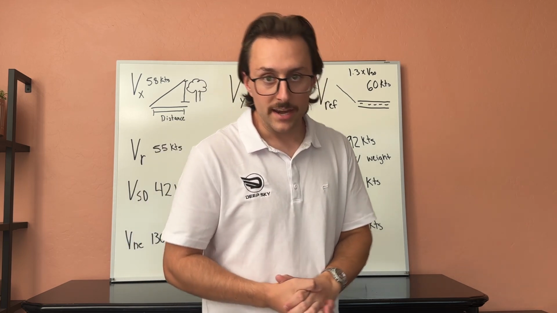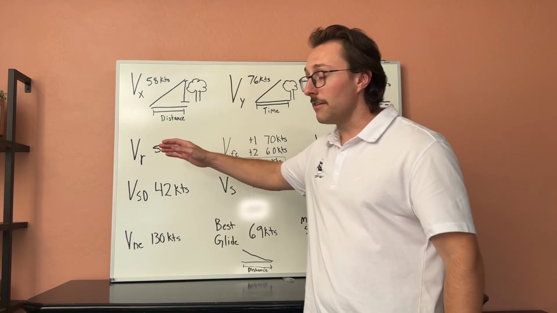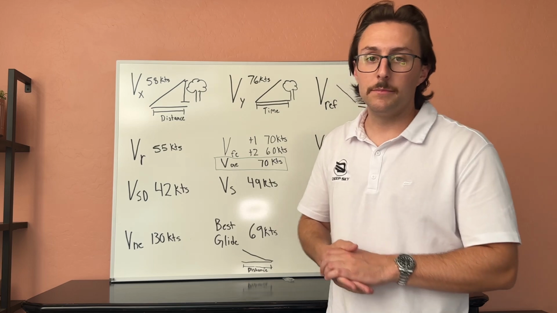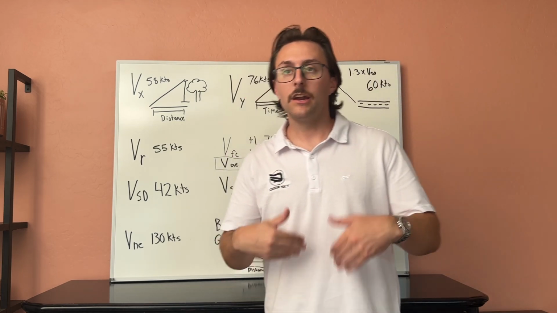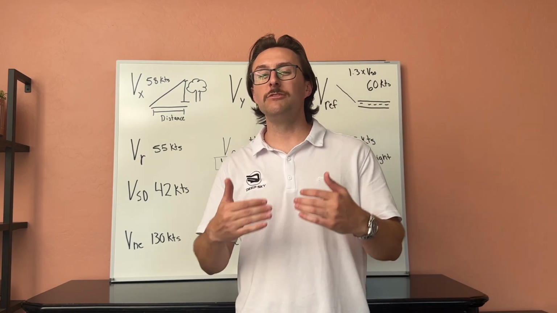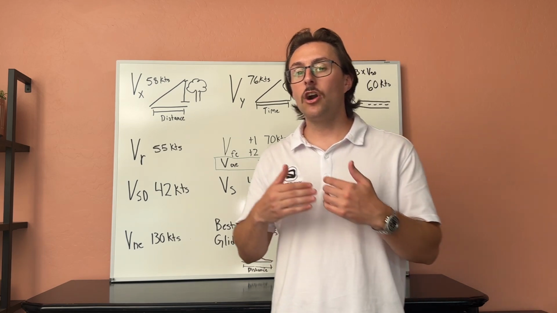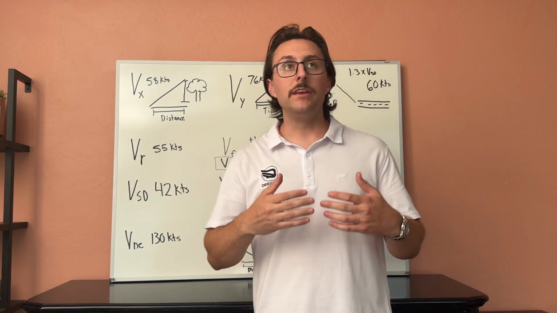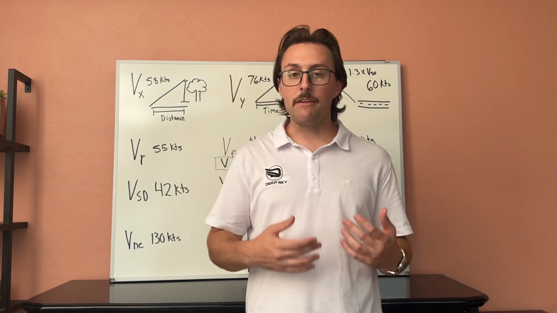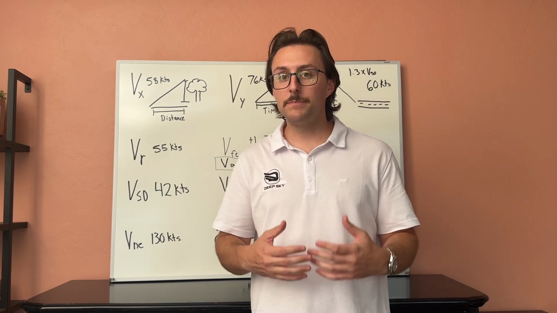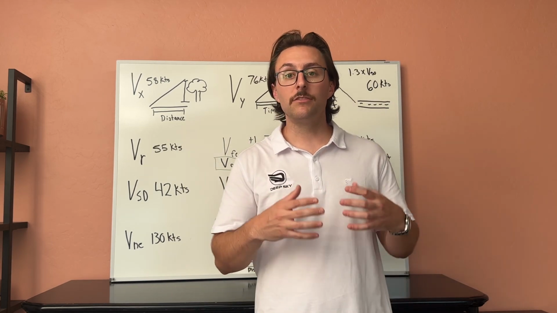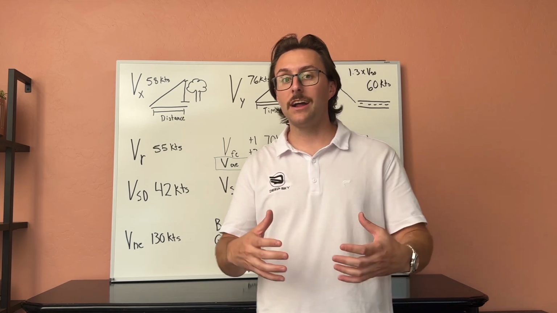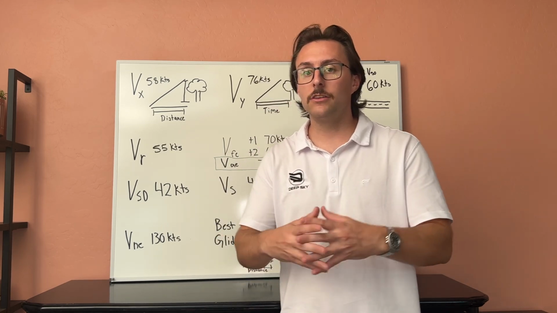down at. Now going back to the other side, we have VR, which is going to be your rotation speed. Now rotation just means the point at which you lift off the runway. In our aircraft, the rotation speed is 55 knots. Now we do start to lightly pull back on the stick at 50, but the official rotation speed is 55 knots. So you do not want to leave ground effect before 55 knots, which is something we'll get into in later lessons.